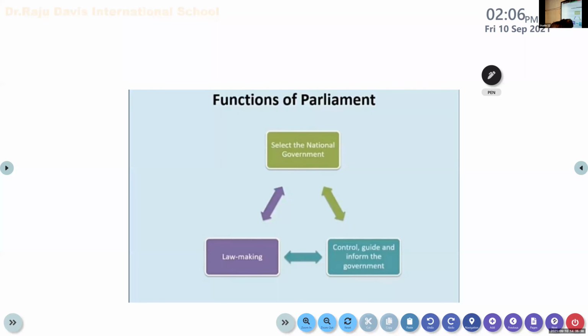Rajya Sabha, Council of State, is another name for Rajya Sabha. It consists of 245 members. Underline. Chaired by the president. See below the picture. Okay. Page number 34.